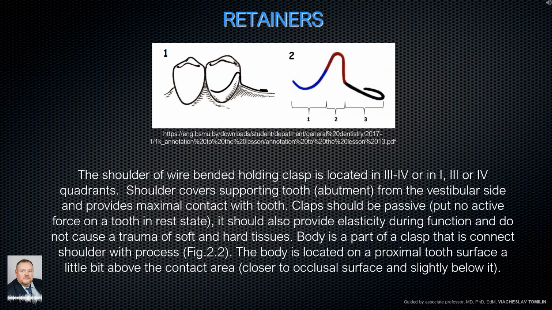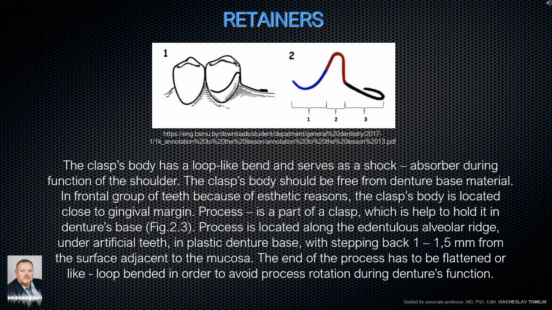The body is a part of a clasp that connects the shoulder with the process, Fig. 2.2. The body is located on a proximal tooth surface a little bit above the contact area, closer to the occlusal surface and slightly below it. The clasp's body has a loop-like bend and serves as a shock absorber during function of the shoulder. The clasp's body should be free from denture base material. In the frontal group of teeth, for aesthetic reasons, the clasp's body is located close to the gingival margin.